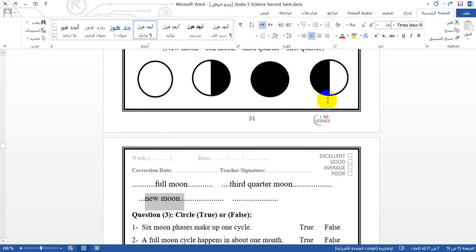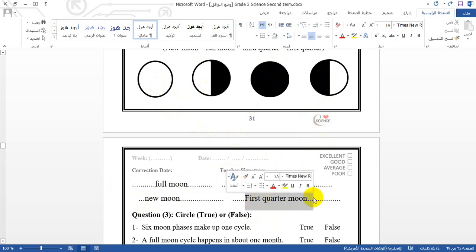The last one is what exactly? The last one is the first quarter moon. So again, full moon for the first image, and the second one is the third quarter moon. The third one here is the new moon. And the last one is the first quarter moon.